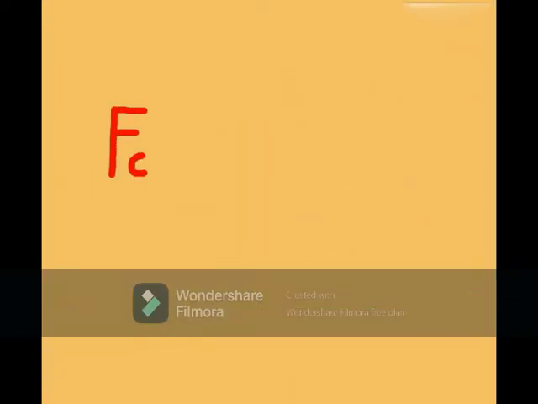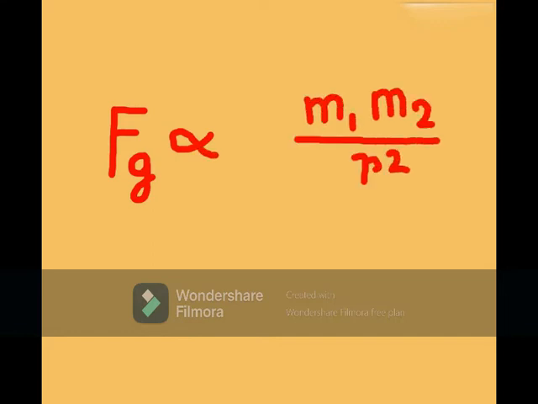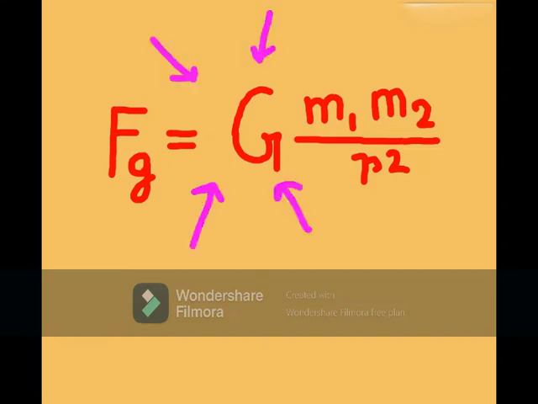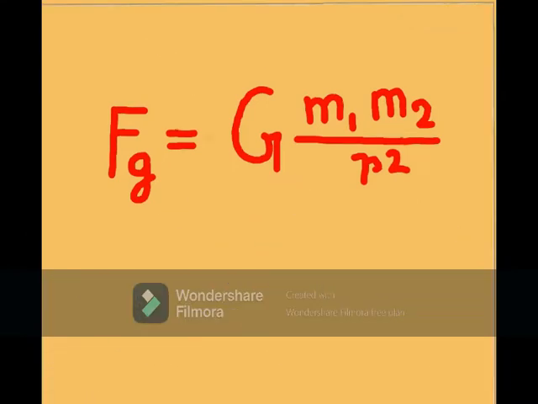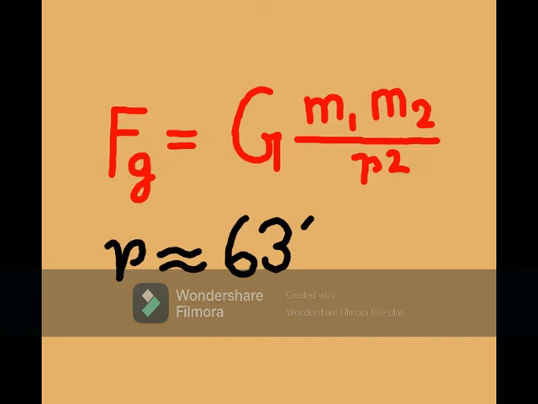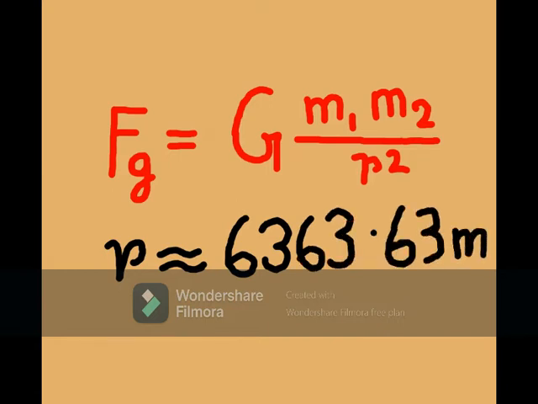According to him, the force of gravity was directly proportional to m1 into m2 by r square, or equal to that with a constant g. Newton had no idea what this constant was. I mean, he had a rough estimate for the radius of the earth, 6363.63 kilometers, and he knew about the mass of the sun, but that wasn't helping him at all.